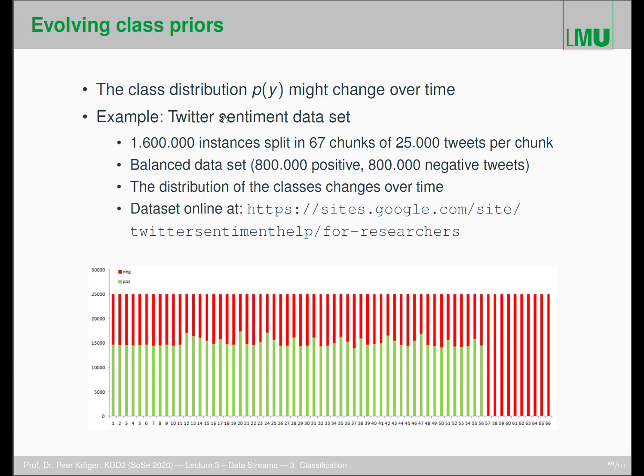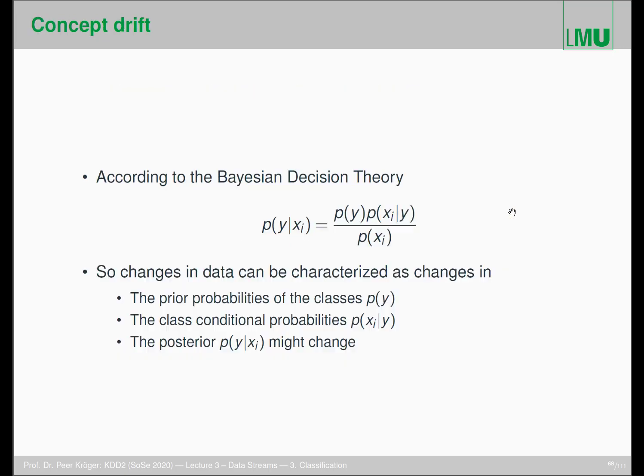So the distribution for the negative class is much higher in that case than for the positive one. Yeah? So that may happen, obviously, and that obviously will somehow impact the computation of the posterior probability which we will use for making a decision.